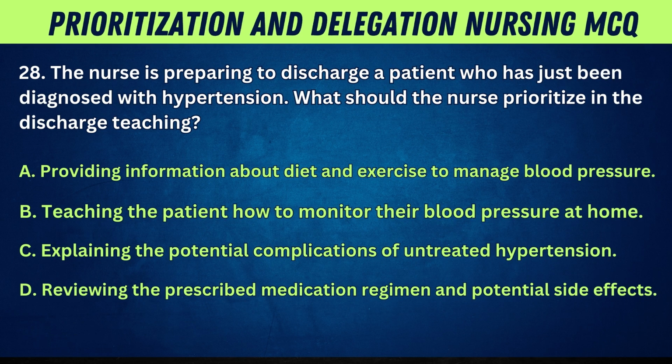28. The nurse is preparing to discharge a patient who has just been diagnosed with hypertension. What should the nurse prioritize in the discharge teaching? A. Providing information about diet and exercise to manage blood pressure. B. Teaching the patient how to monitor their blood pressure at home. C. Explaining the potential complications of untreated hypertension. D. Reviewing the prescribed medication regimen and potential side effects.